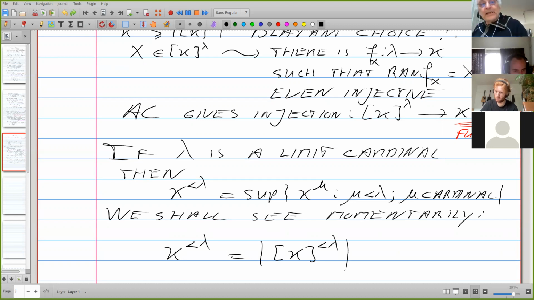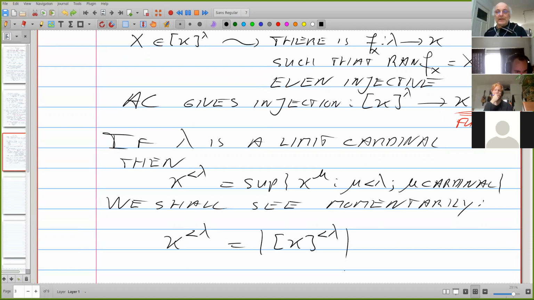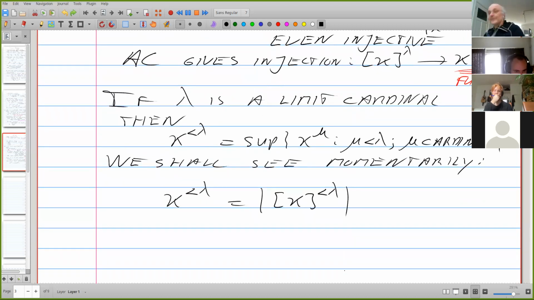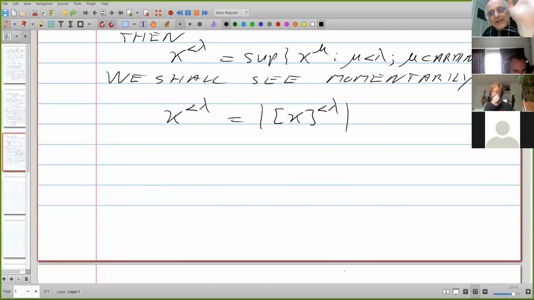If you want to calculate kappa to the less than lambda, you can also look at the subsets of kappa that have cardinality less than lambda. That family has that same cardinality. And we'll be using that idea a few times in what we will be doing. Okay, we're still not ready yet to start our calculations, to start trying to figure out how kappa to the lambda and 2 to the lambda might depend on other values of that function.